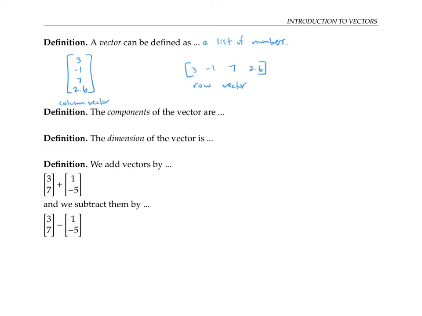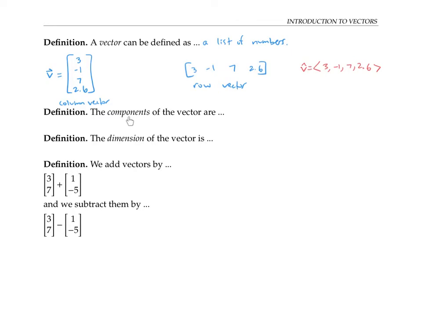I'll use square brackets to surround the numbers in my vector, but you may see other notation elsewhere, such as angle brackets. When I assign a variable name to a vector, I'll put a little arrow above it to signify a vector, but you may see other notation elsewhere, such as boldface or a little hat.